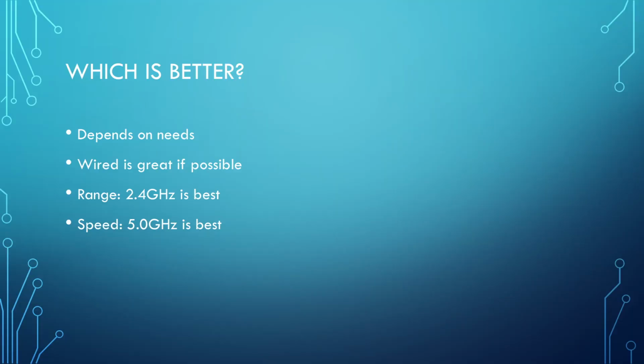Well, it depends on your application. If you can and don't need a wireless network, obviously plug your device into a wired network. You're going to get more security, better reliability, and better speeds. But if you want or need to go wireless, it depends on what you're looking for. If you want more range, you will want to go with the 2.4 gigahertz bandwidth. If you're looking for speed and don't care about distance, then you are going to need the 5 gigahertz bandwidth.